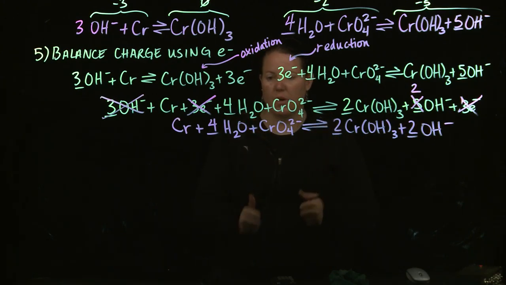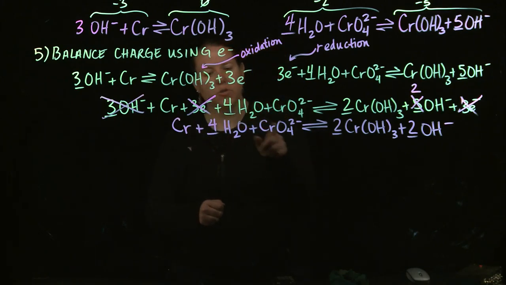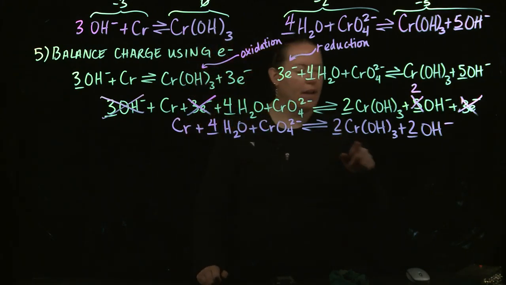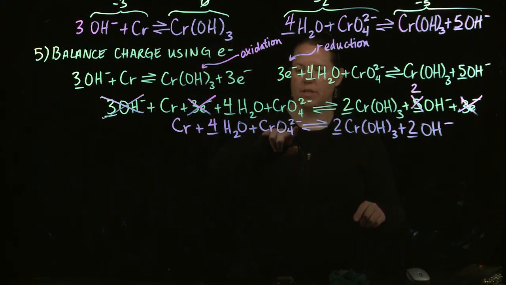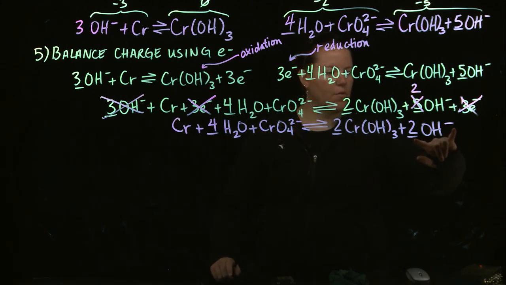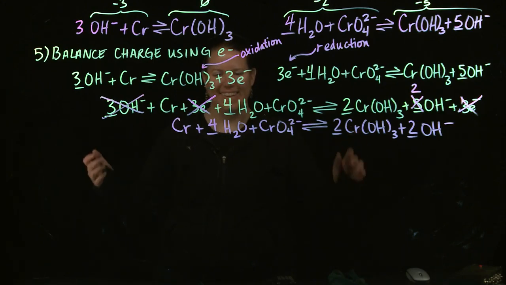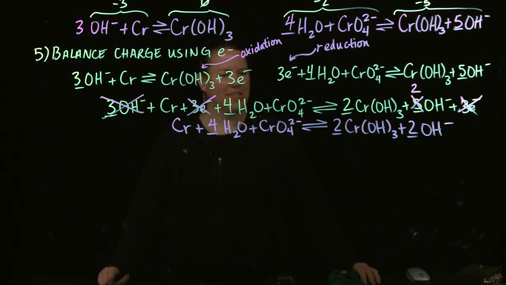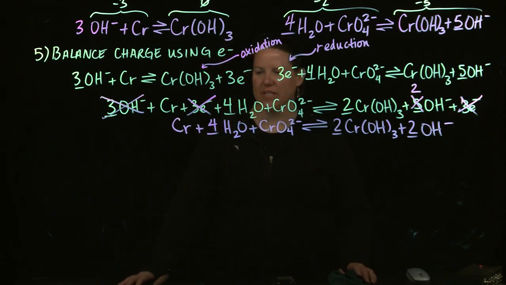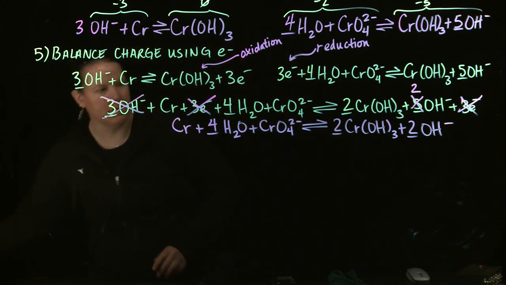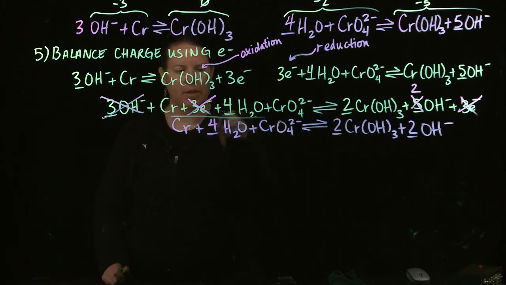So I have 8 O's as well. I have an overall minus 2 charge on this side, because I have just 1 times minus 2. And I have an overall minus 2 charge on this side because there's just a 2 times minus 1. And that is charge balanced, folks. So that is a balanced chemical equation, and that is our answer in the end. Let's box it because it took a lot of work to get there.